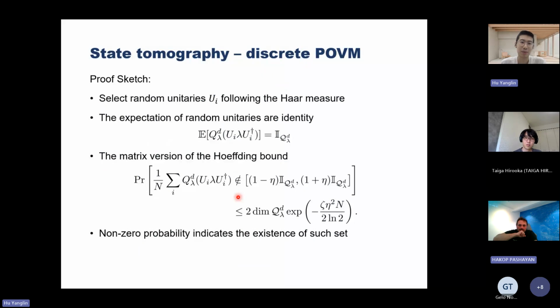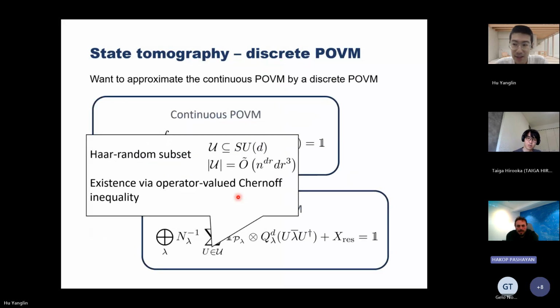Sorry, can I just ask here: you're not using a specific unitary design, you're just proving an upper bound on the existence of some discrete design, is that right? Yes, right. We are proving the existence of this design.